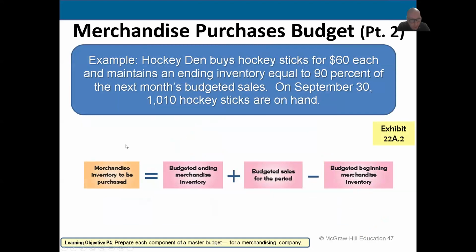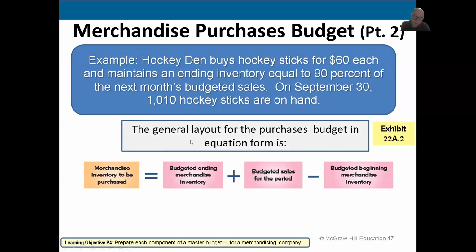We have an example of a merchandise company that sells the hockey sticks for us. To find the inventory that they need to purchase, we take the ending inventory budgeted plus the sales we expect to make minus the beginning inventory budgeted. That will tell us how many hockey sticks we need to purchase in order to sell.